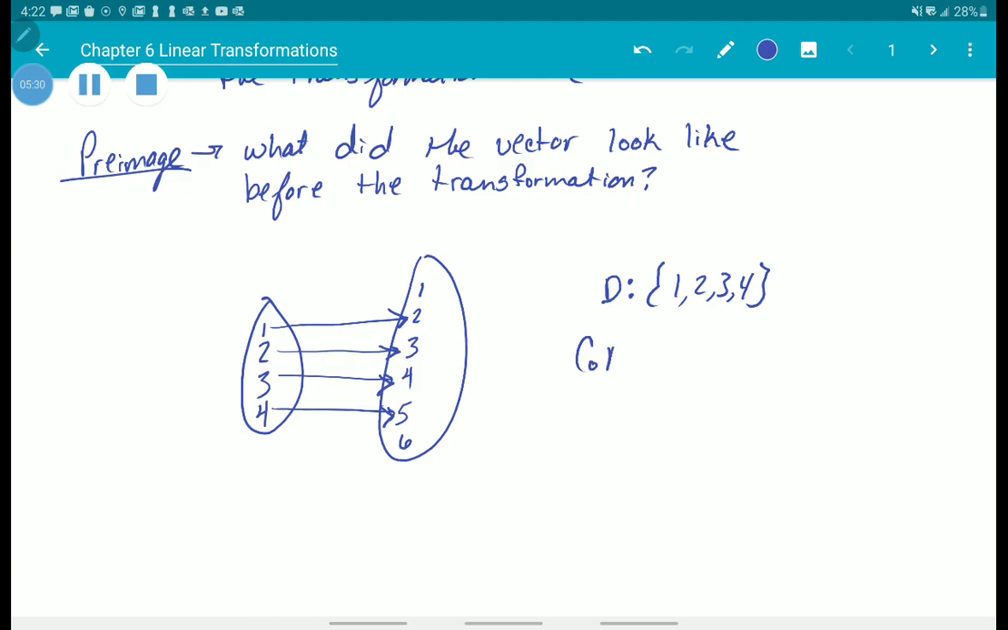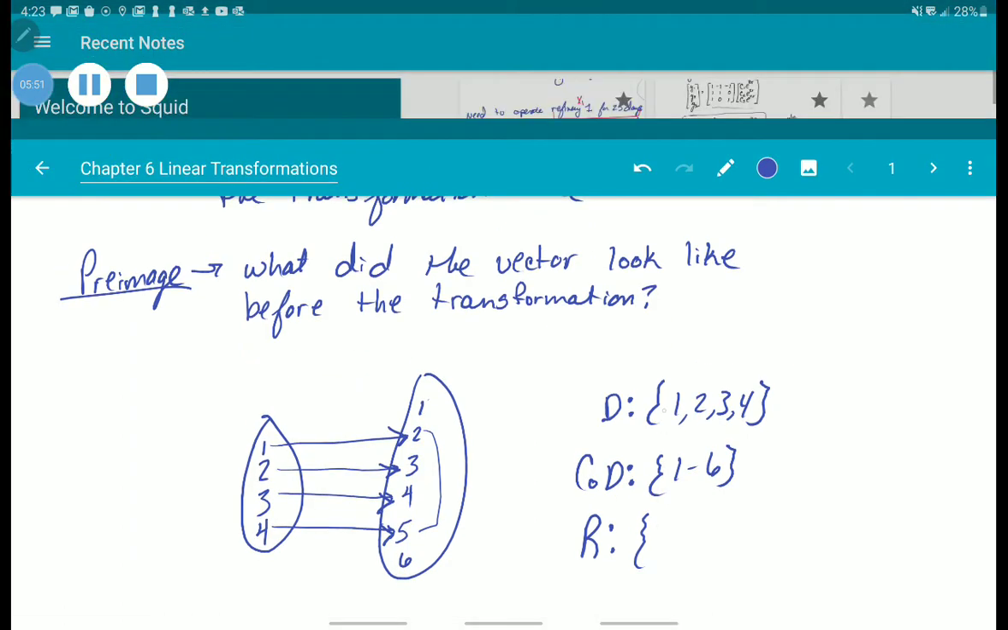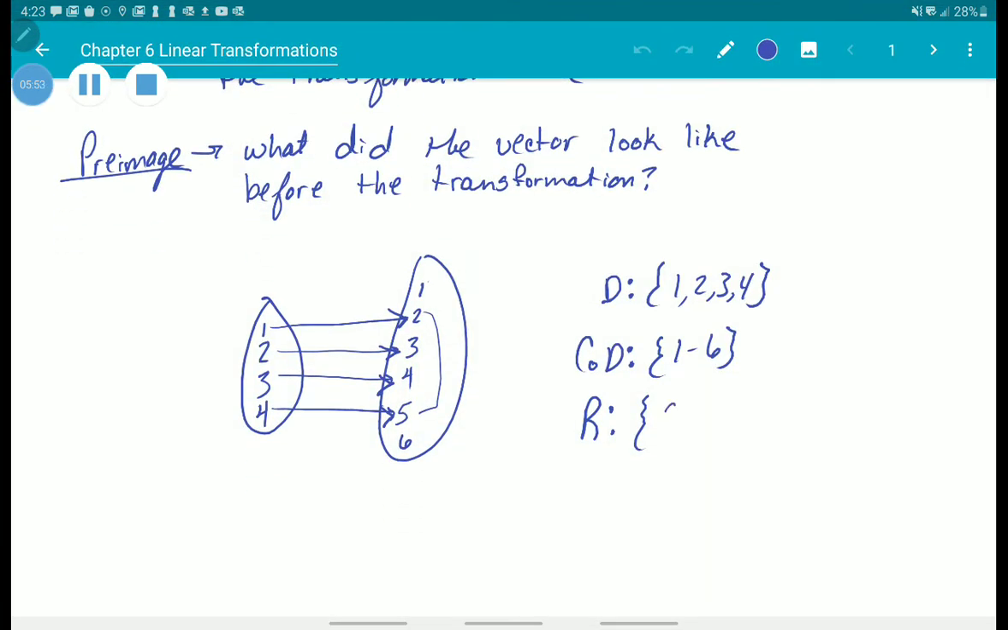The codomain, what could you possibly get out? Well, in this giant set over here, everything's mapping to these numbers. So it's the numbers 1 through 6. But we're not hitting all of those numbers. The range is what you're actually getting out. And in this case, the range would consist of the numbers 2 through 5.